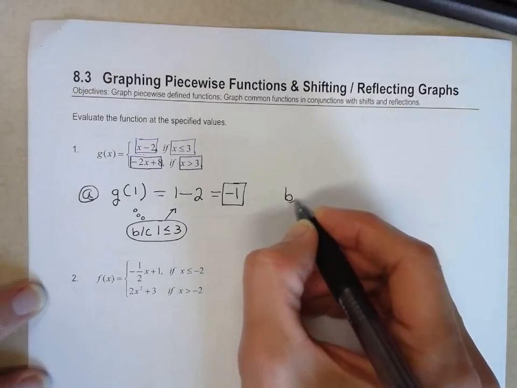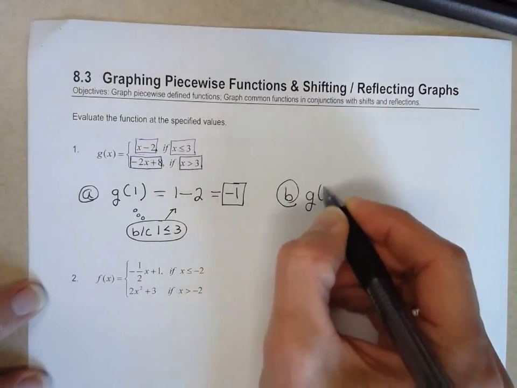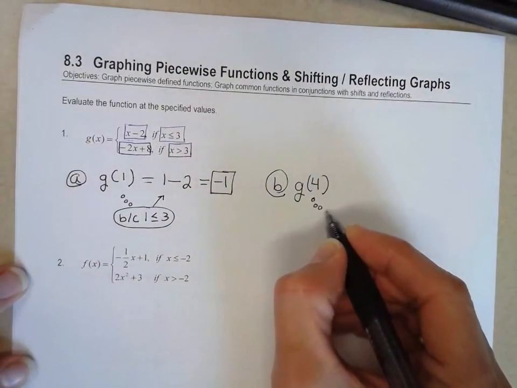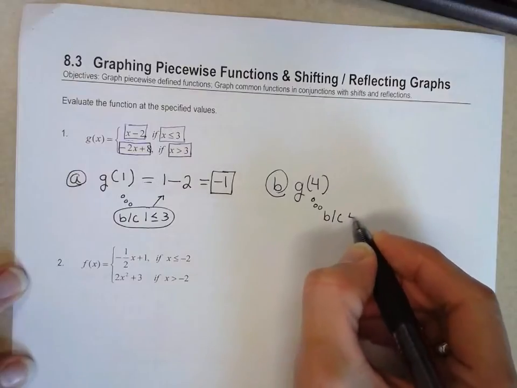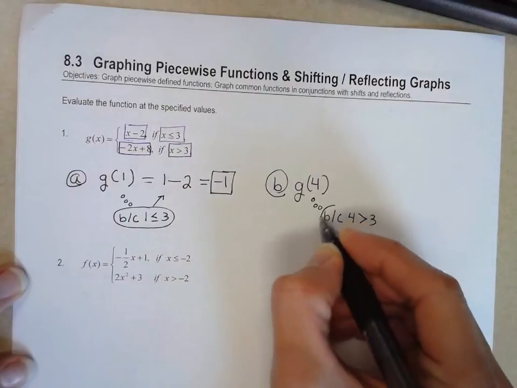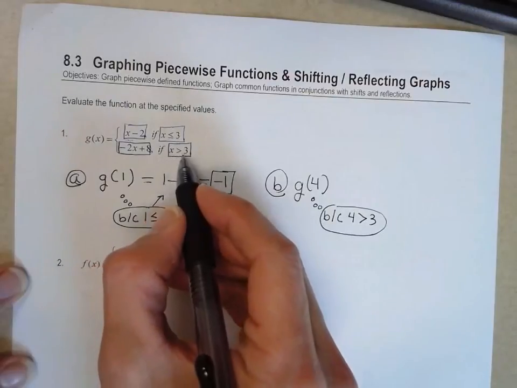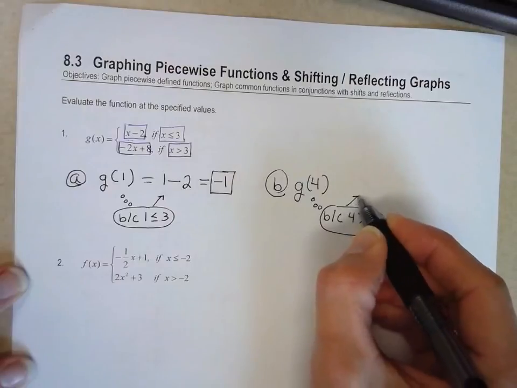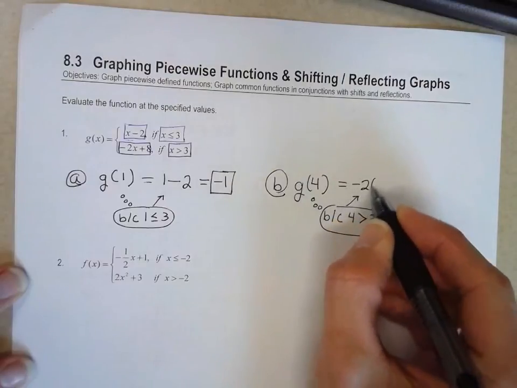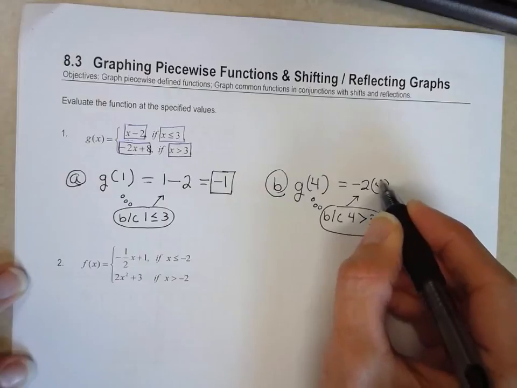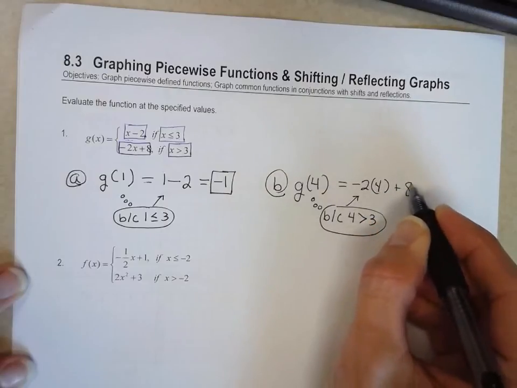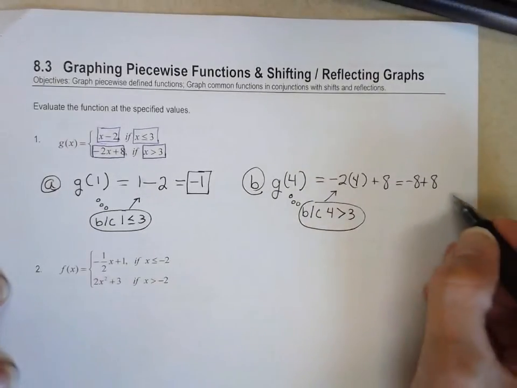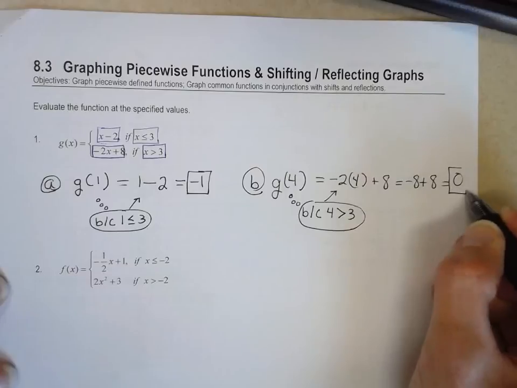Okay, part B, let's do another value. Let's evaluate g of 4. So the first thing we look at here is realizing that because 4 is greater than 3, we plug into this second rule. So this is going to tell us we plug into negative 2 times x, which is 4, plus 8. So of course that is negative 8 plus 8, and that comes out to be 0.